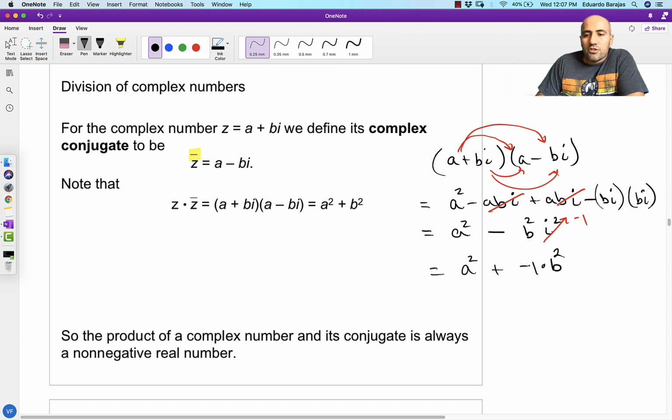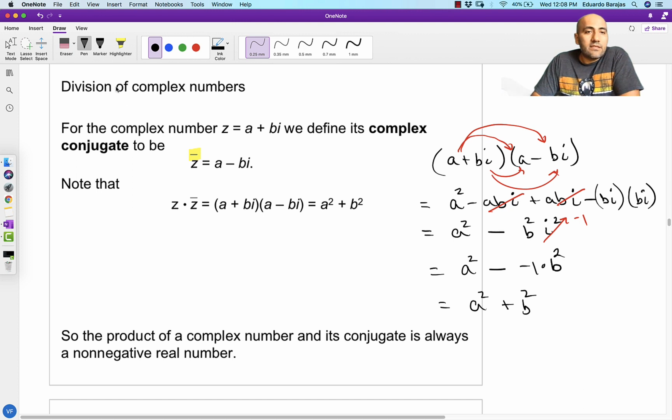And then the addition of, oops, jumped the gun here. So this comes from there, and this -1 comes from there. And so we end up with a squared plus b squared.